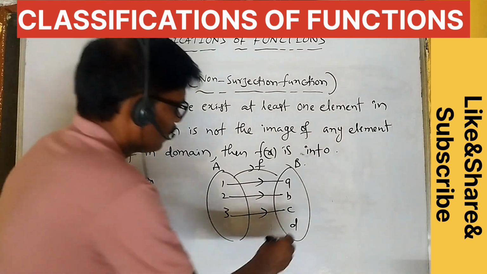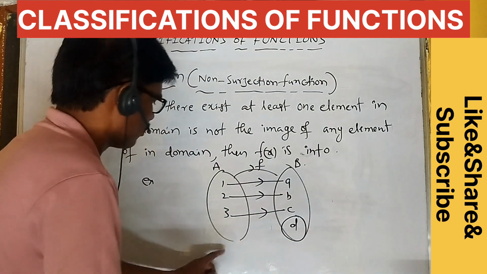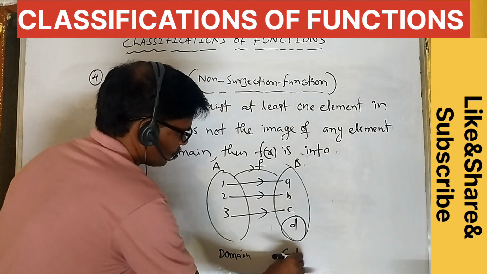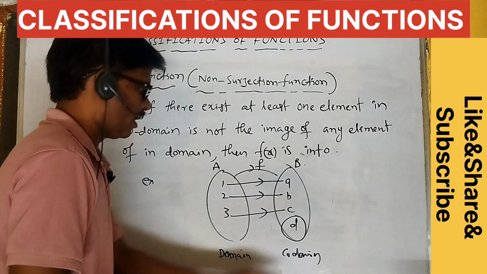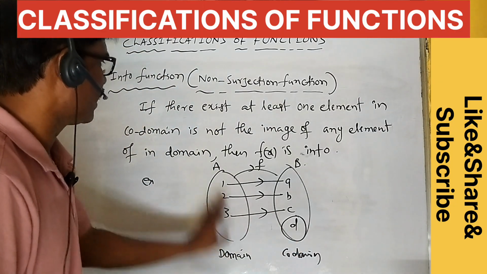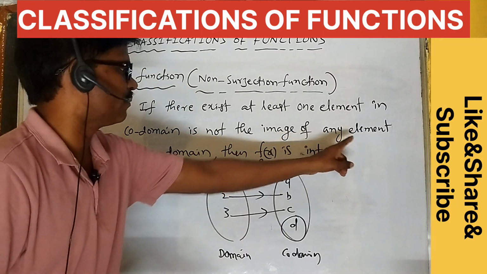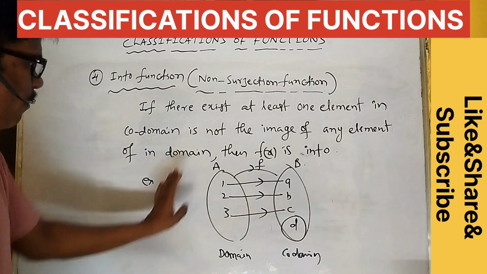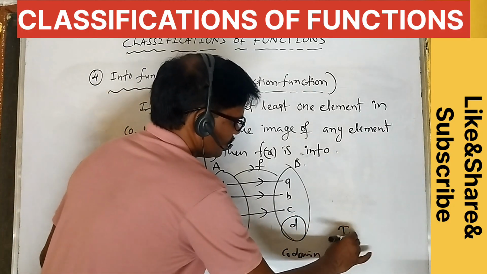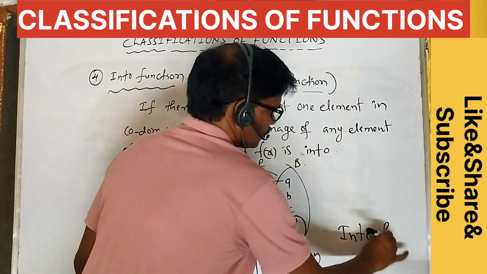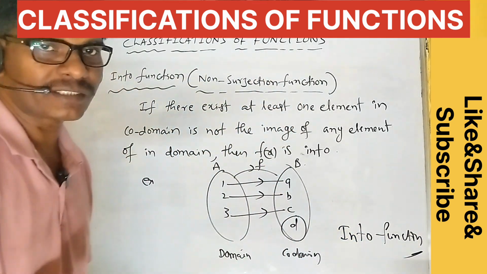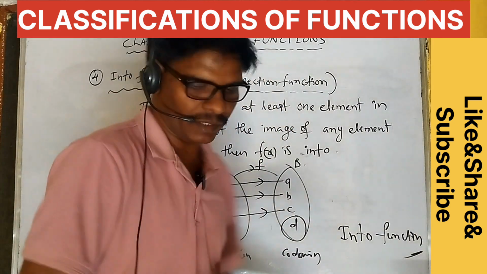Okay, this one is left remaining. This is the domain. This is the codomain. Okay, there is no mapping from the set A, so it is not the image of any element of the domain. This one is left out. This is an into function. Another definition: a function that is not onto is called an into function. What is the fifth one?